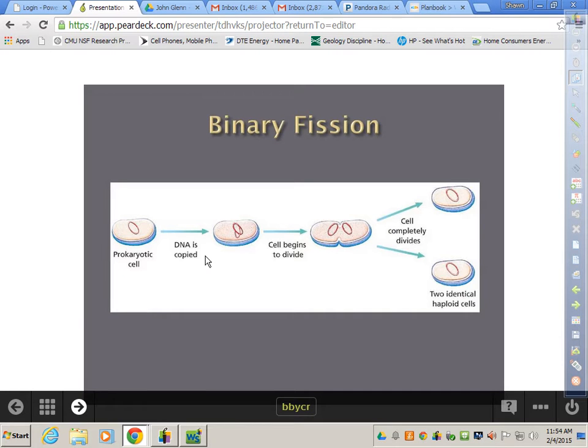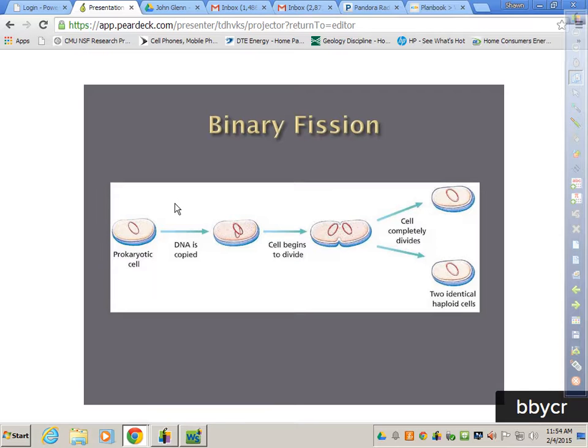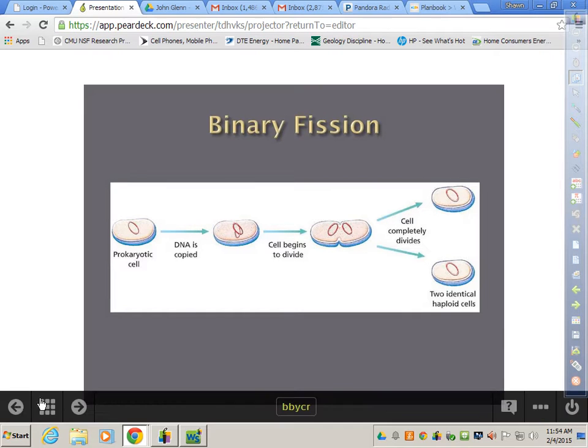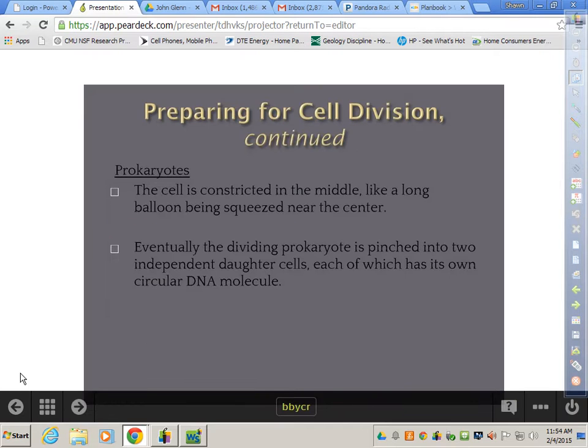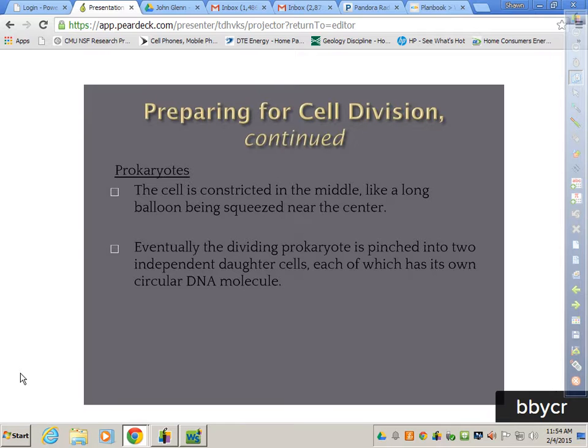And it looks something like this. This is called binary fission. Bi means two. Fission means to separate or cut apart. Okay? I thought I missed something. It felt like I did. So the cell is constricted in the middle like a long balloon being squeezed in the center. This is, of course, still talking about binary fission. And eventually the dividing prokaryote is pinched into two independent daughter cells, each of which has its own circular DNA molecule. So the DNA, then the cytoplasm divide.